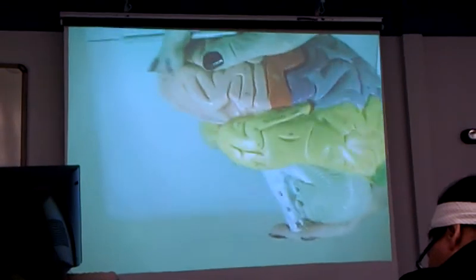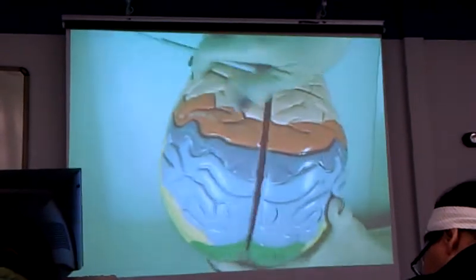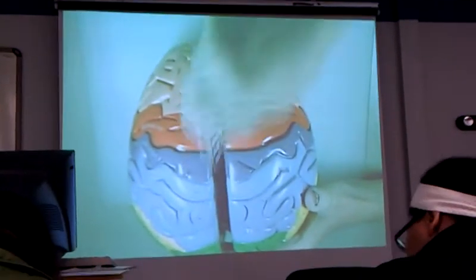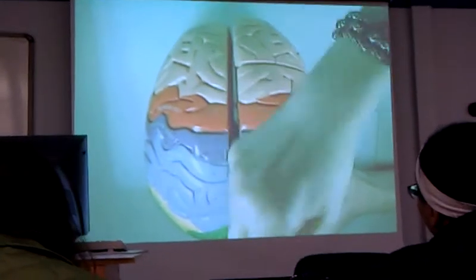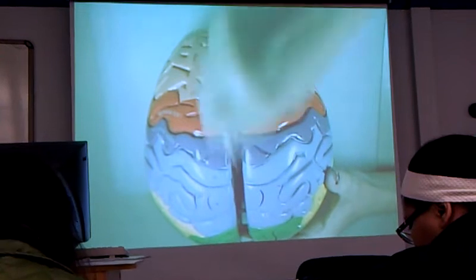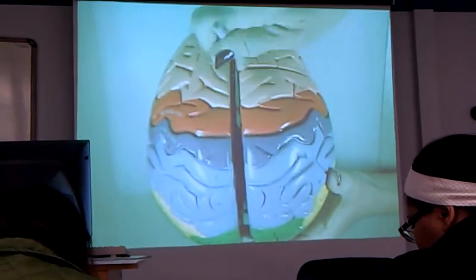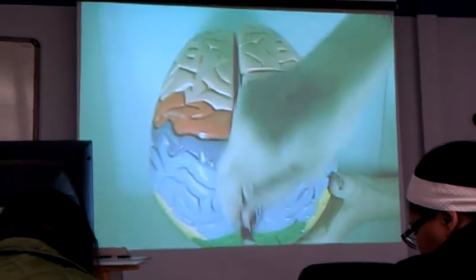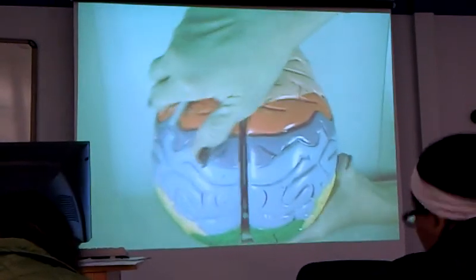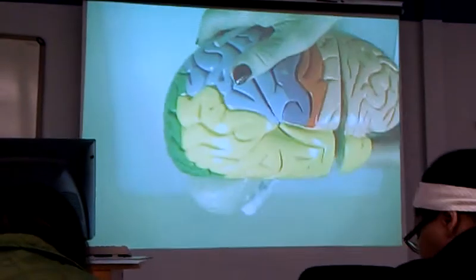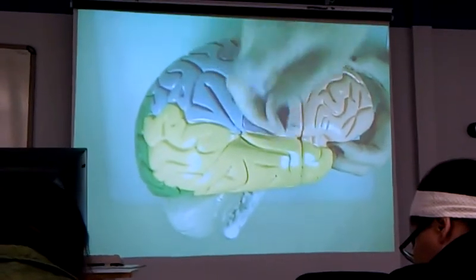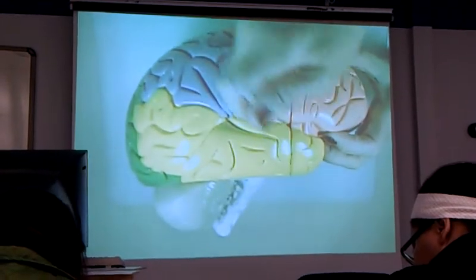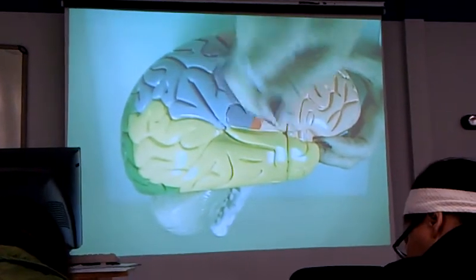Okay, longitudinal cerebral fissure. That's the big depression that goes up and down between the brain. Separates it into right and left halves. Okay, then we've got the lateral cerebral fissure. That's on top of the temporal lobe.